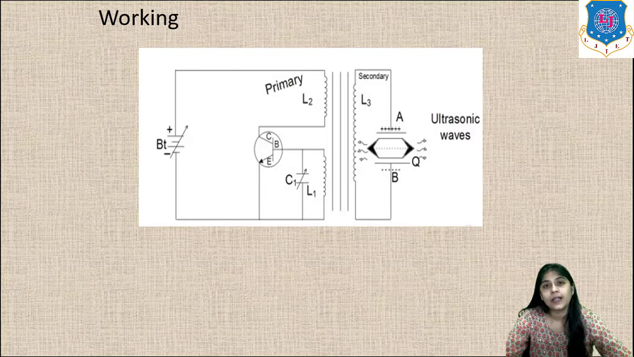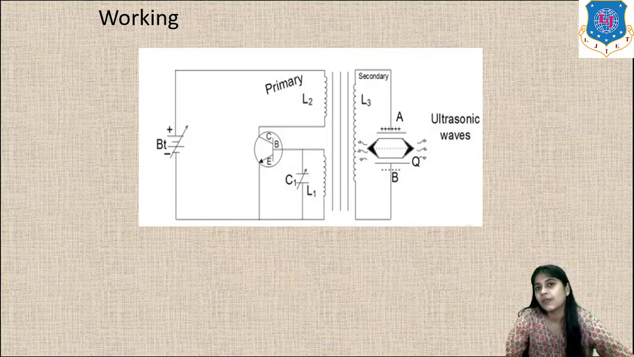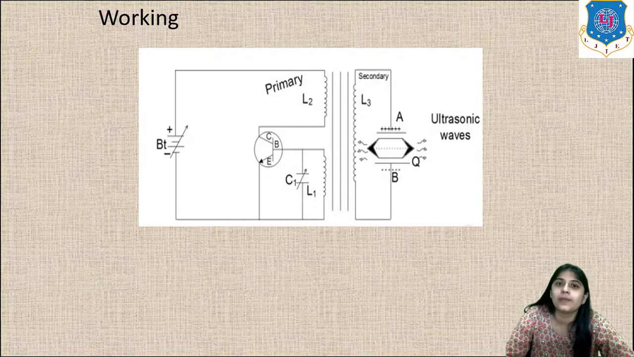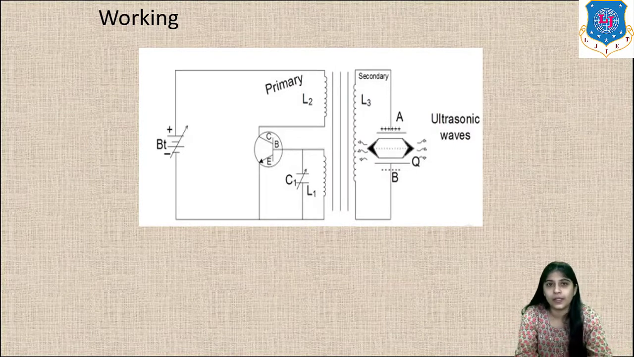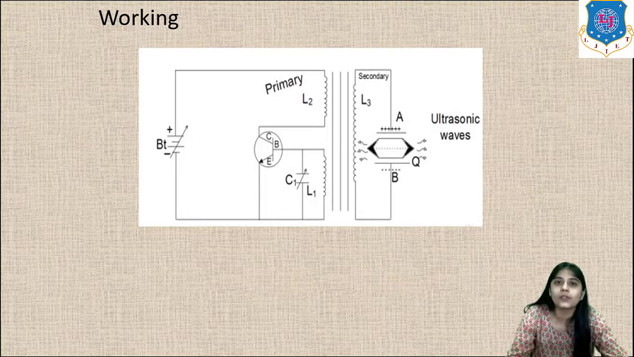L3 is connected with two metal plates, metal plate A which is positively charged and metal plate B which is negatively charged, and a quartz crystal is placed between these two metal plates. So this is the basic construction of this circuit. Now let us understand the working of this circuit.